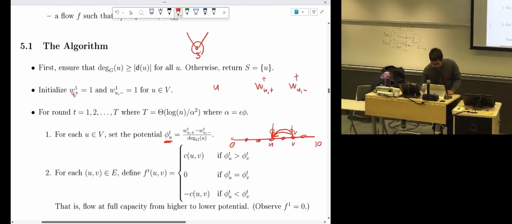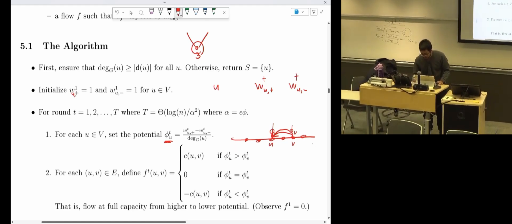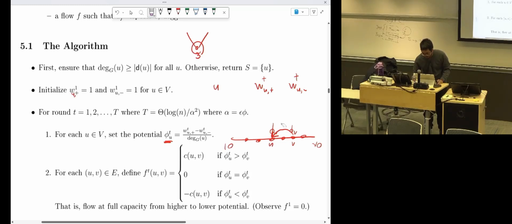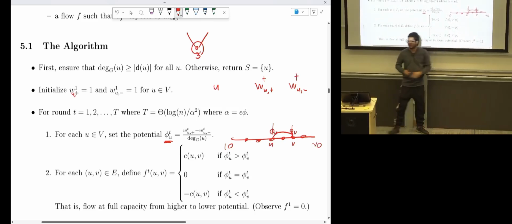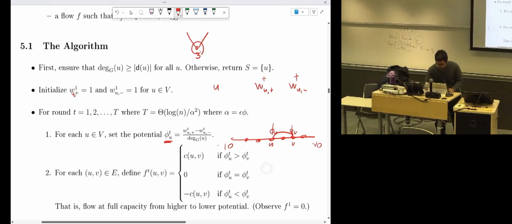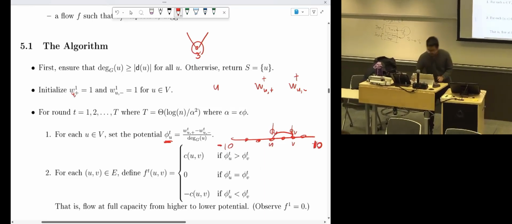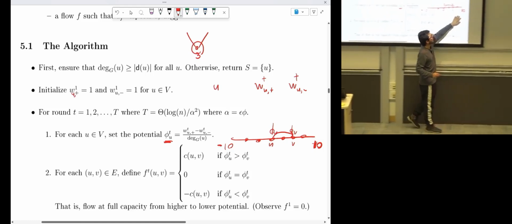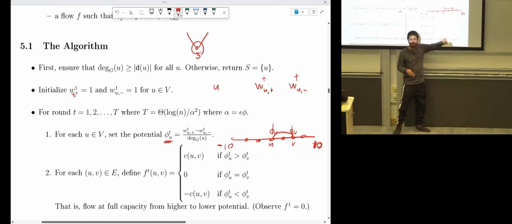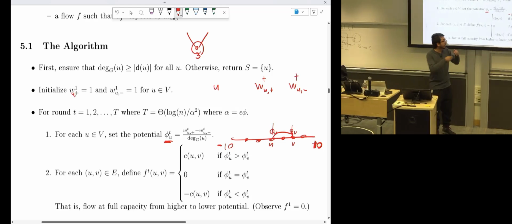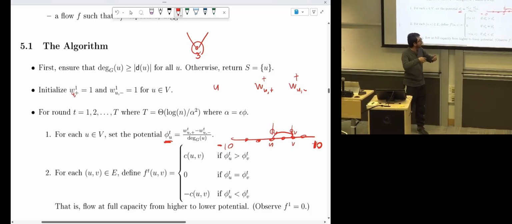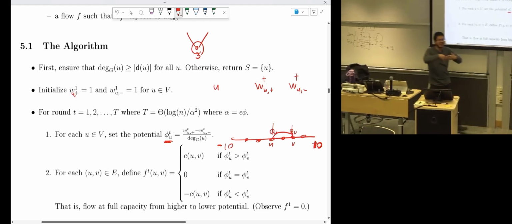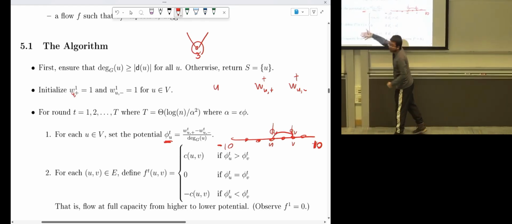Actually, let me draw it like this. Let's say this is negative, this is positive. And then I just send flow. So large potential is here. Actually, no. Let me just draw it like a number line. Small potential is here, large potential is here, and I just send flow at full capacity. If the potentials are different, I just send flow from higher to lower. So from higher potential to lower potential.